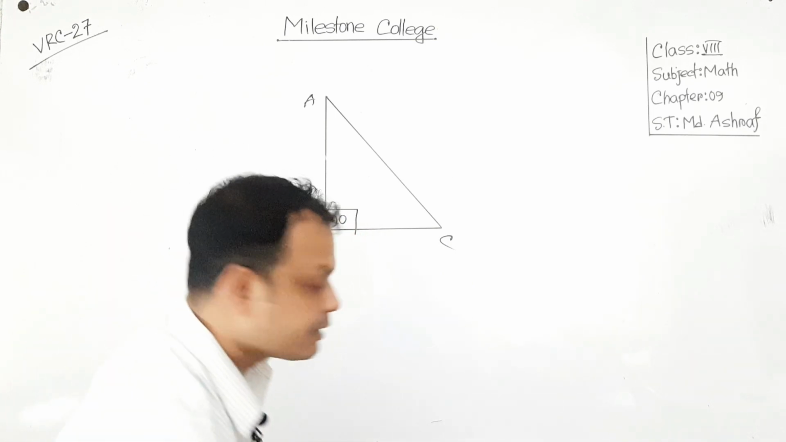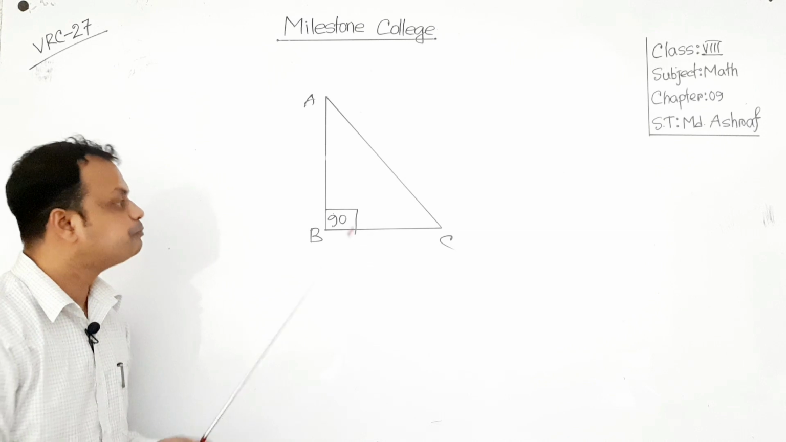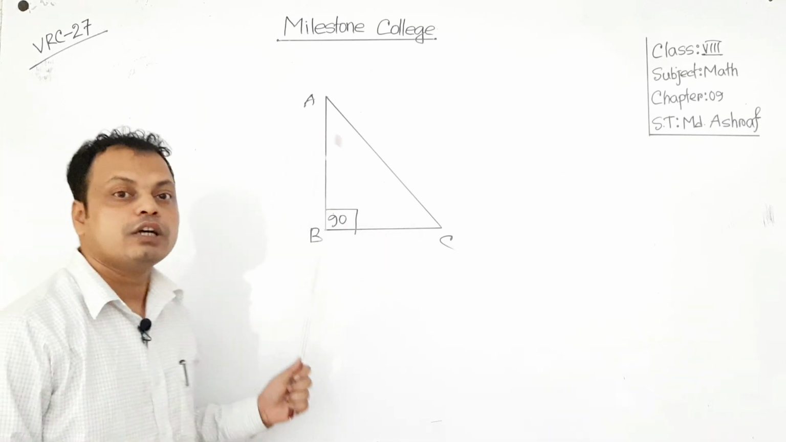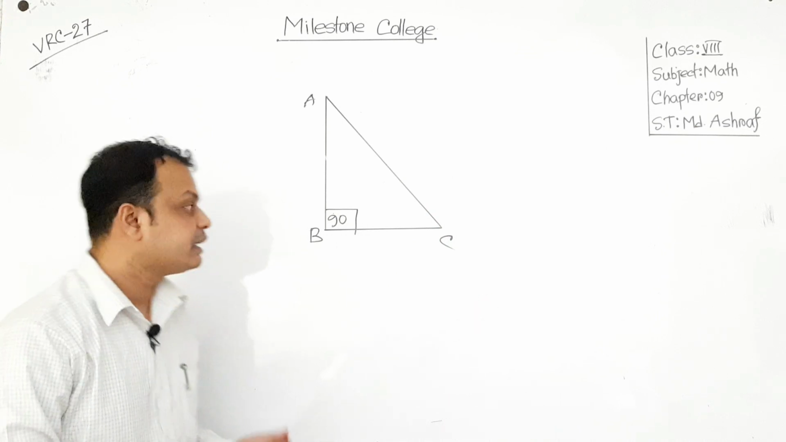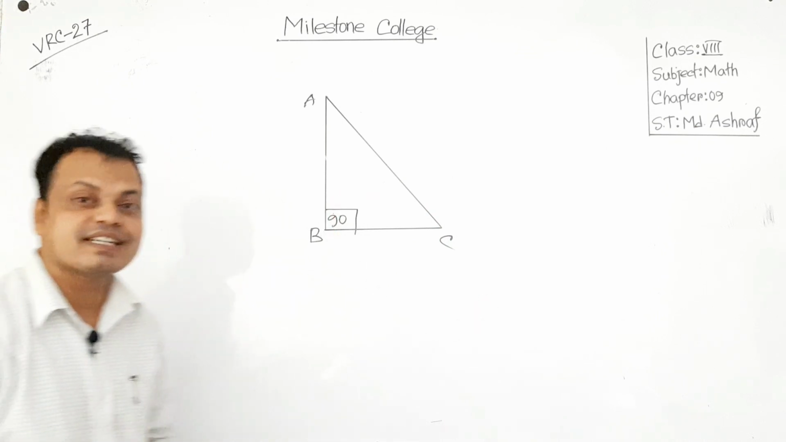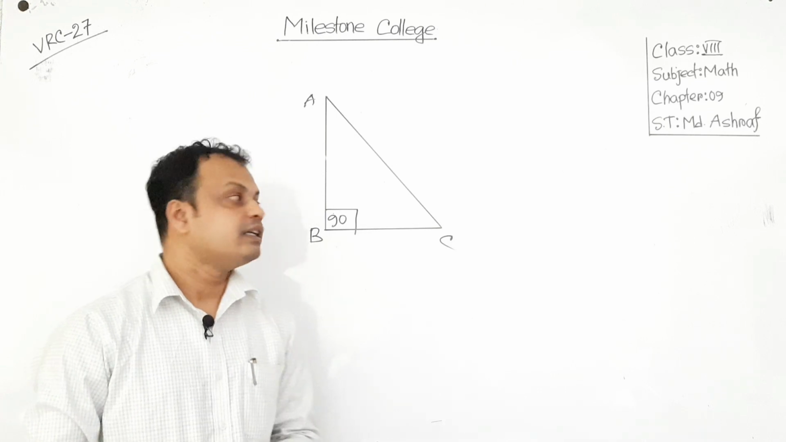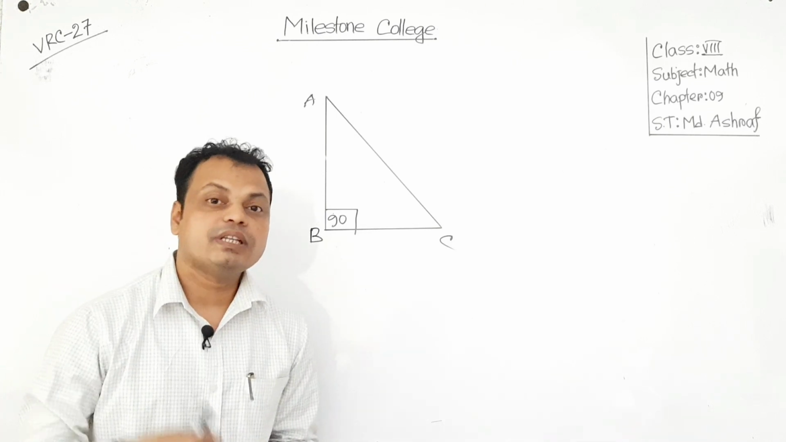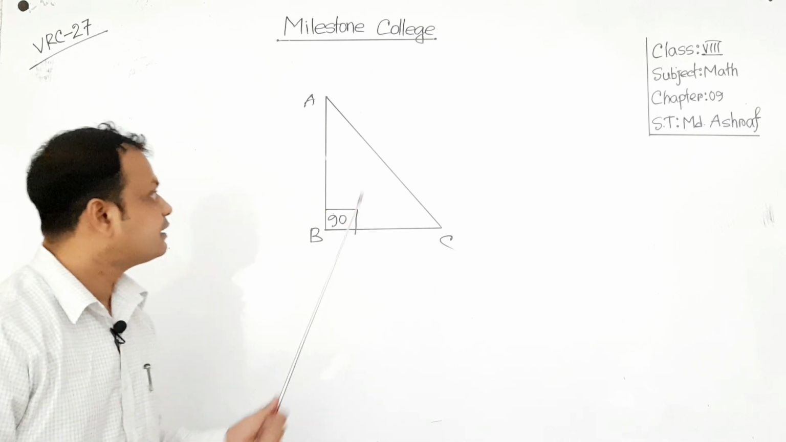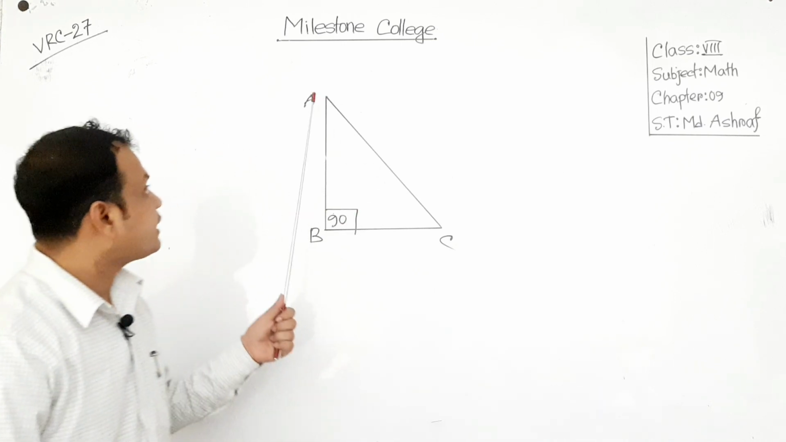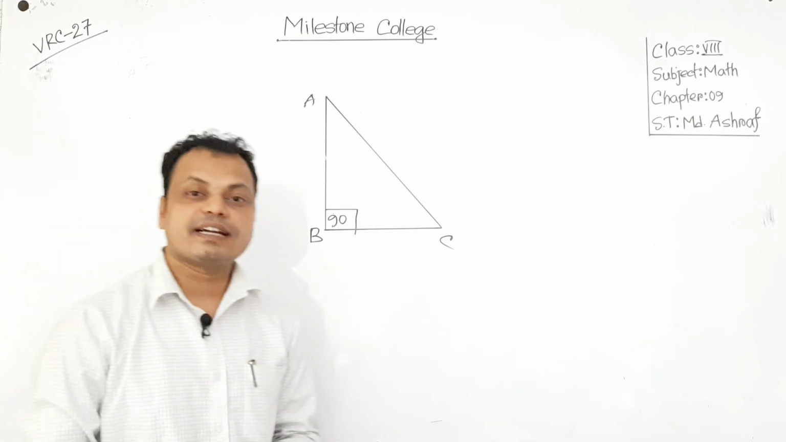My dear students, you can see a figure. It's a triangle. Now the question is, what type of triangle is it? It's a right angle triangle. Why is it a right angle triangle? From the definition, we know that in a triangle, if the measure of one angle is 90 degrees, then the triangle is called a right angle triangle. So triangle ABC is a right angle triangle.